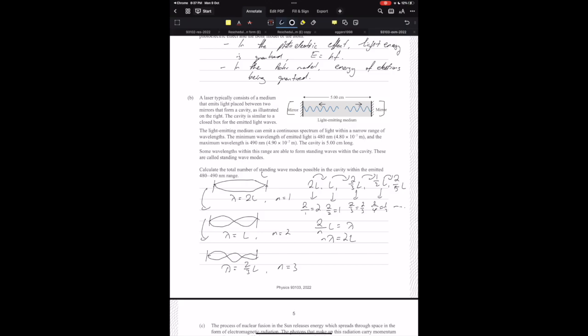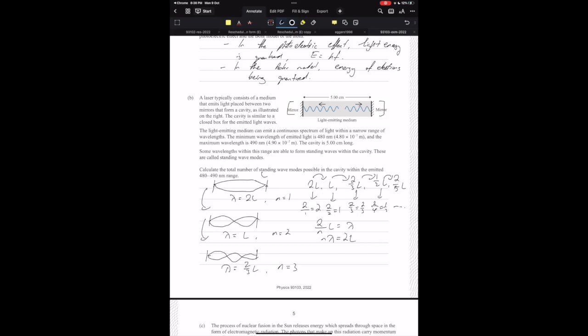But how does it help us? N tells us the specific harmonic that we're dealing with. And if we know that, for example, n ranges from 1 to 4, then we know that 4 standing waves can be established, because we know that n can equal either 1, 2, 3, or 4. And so that's 4 standing waves in total.